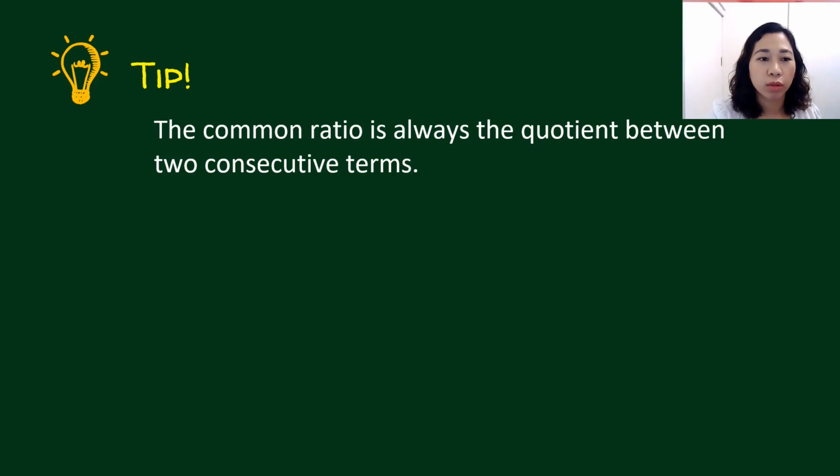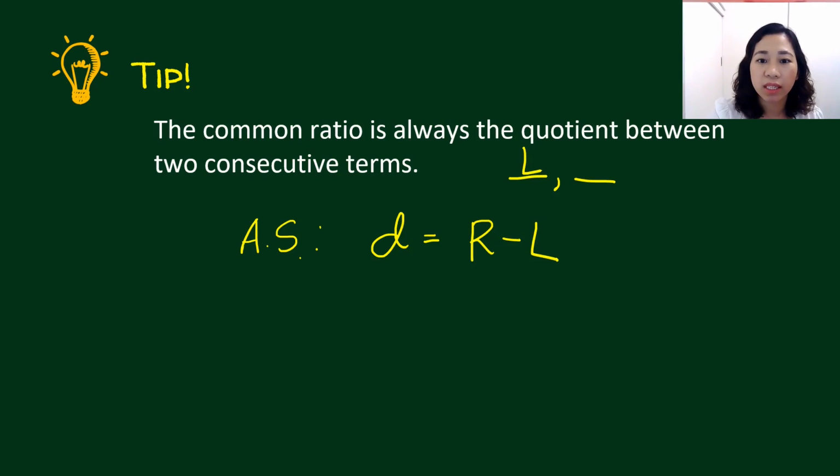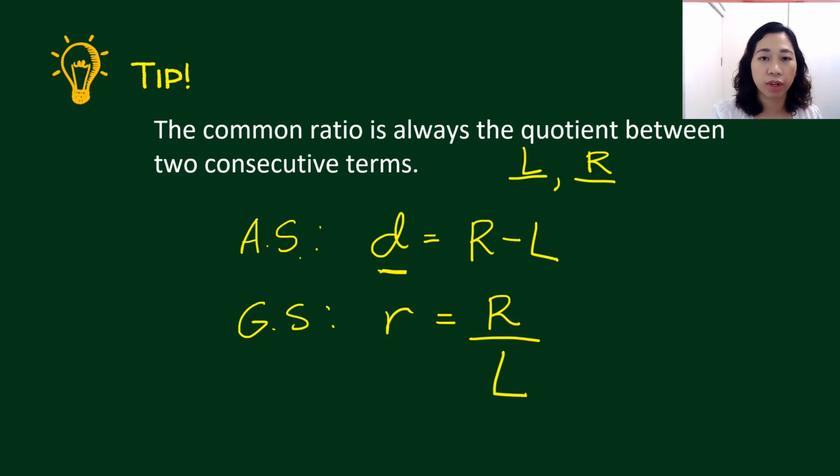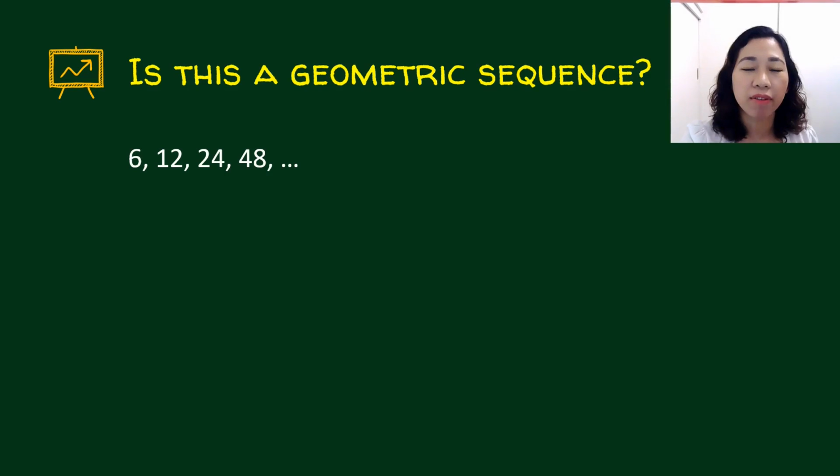Let us recall also that in arithmetic sequence, I will denote it by A.S., how do we compute the common difference D? That is, we get right minus left. If you have two consecutive terms, this is left, this is right, correct? When you get the difference, that is your common difference D, right minus left. Whereas for a geometric sequence, to get the common ratio R, we get right over left.